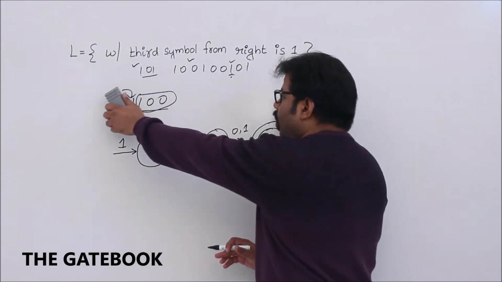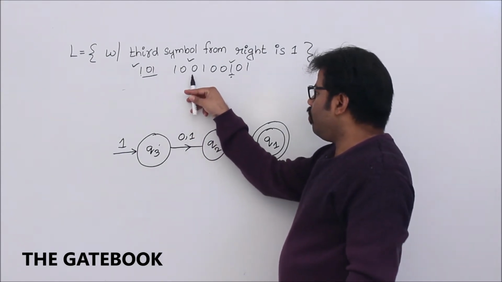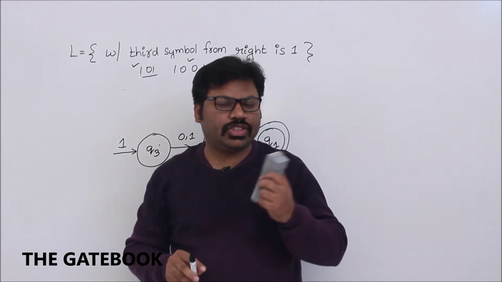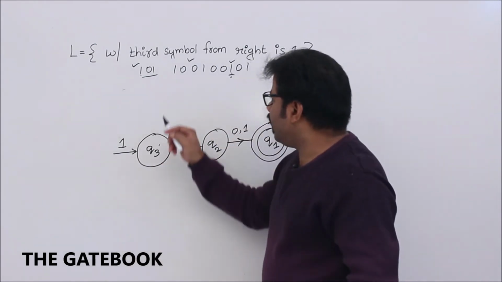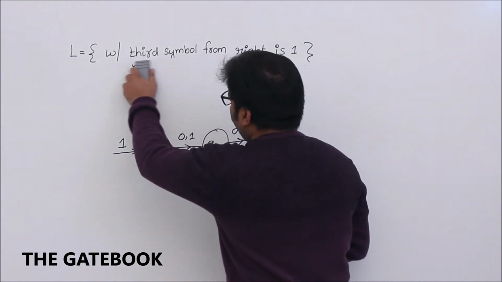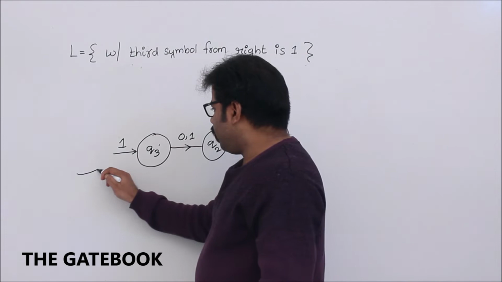The problem with your machine, the finite automata, is that at any point of time you don't have a clue which one is the third symbol, which one is the second symbol, because we are reading from the left side, correct? So that's why the problem is when to call. For that I have a trick now.